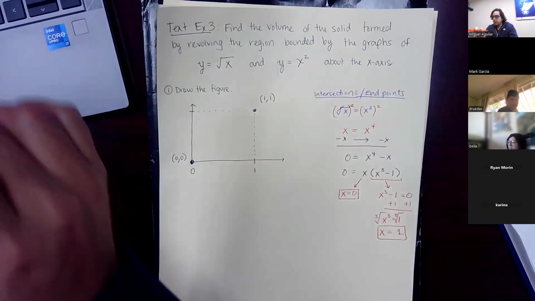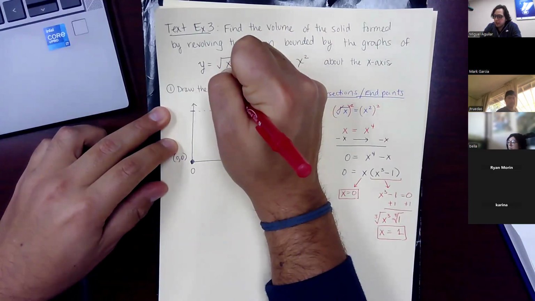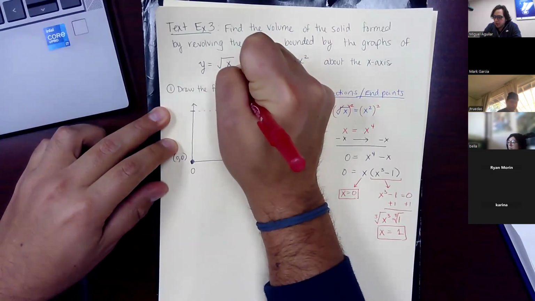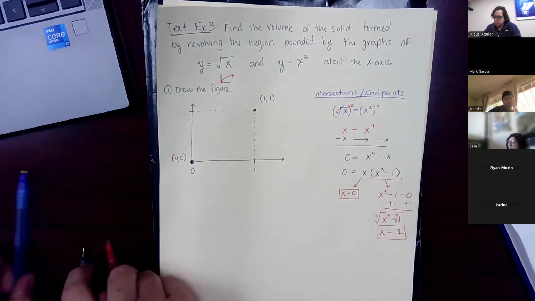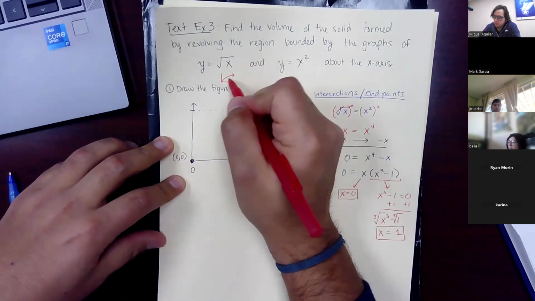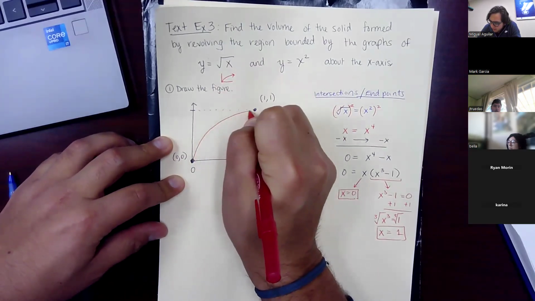If you vaguely remember what a square root function looks like, that looks like this kind of arc shape. So since I used red to indicate this, I'll say this arcs up like so.